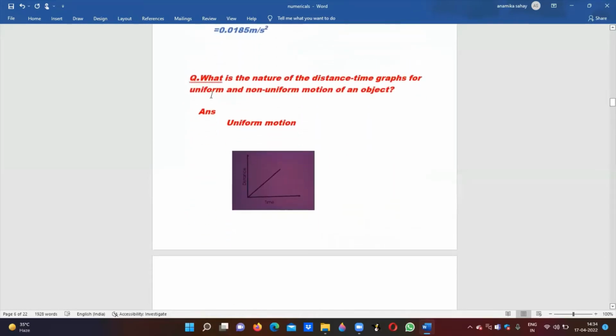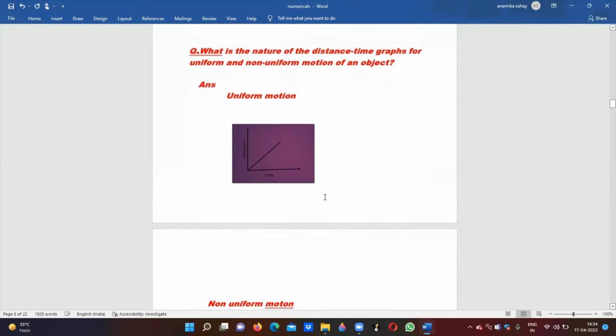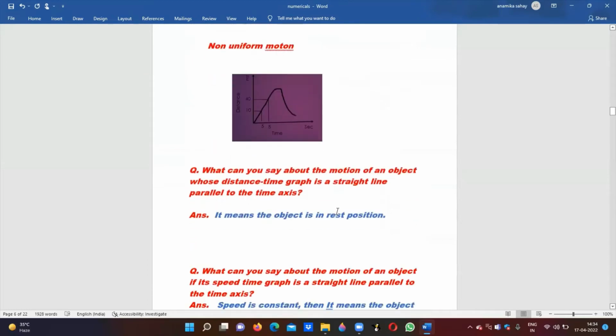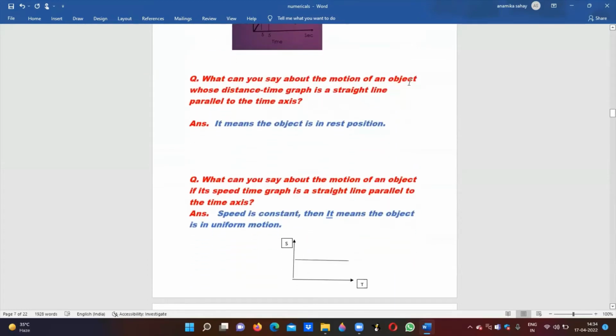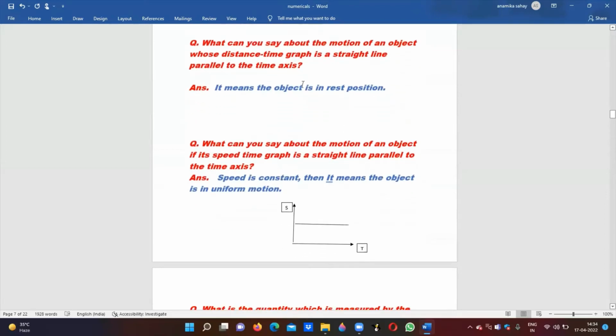Okay. Now, what is the nature of the distance-time graph for uniform and non-uniform motion? This kind of graph I've already told you in the previous video, right? For non-uniform motion, this kind of graph. Now, what can you say about the motion of an object whose distance-time graph is a straight line? If the distance-time graph is a straight line parallel to the time axis, it means time is increasing, but distance is constant. If the distance is constant, it means the position of the object is not changing. It means it is in rest position.